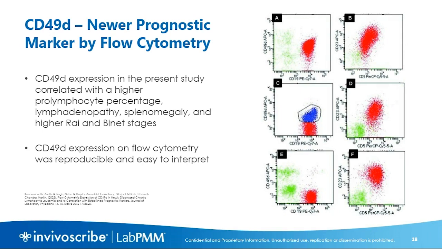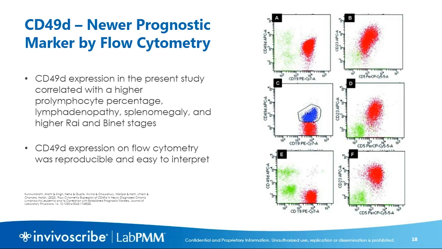If you look in the middle row, it shows a different case with CD19 expression in the cells of interest, with 35% of these cells in blue showing moderate CD49D expression. I'd still call that positive. The same case showing dual positivity for CD5 and CD23. But now if we move on to the bottom row, you see that it's absolutely negative for CD49D. And these cells co-express CD5 and CD23.